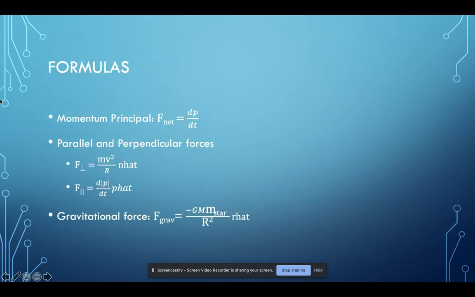Important formulas are the momentum principle, F net equals dp over dt, formulas for parallel and perpendicular forces, and the gravitational force, which is equal to gravitational constant times the mass of the black hole times m star divided by r squared times r hat.